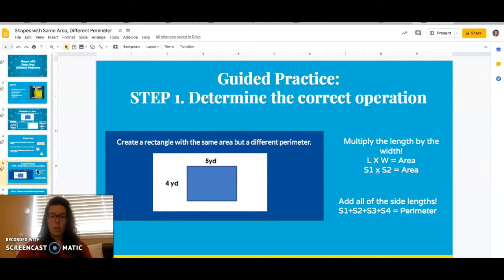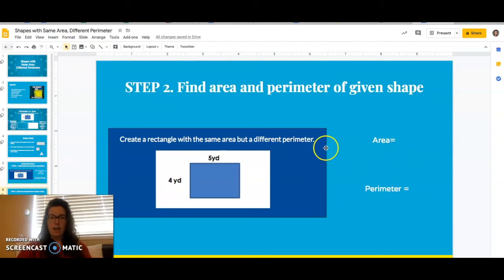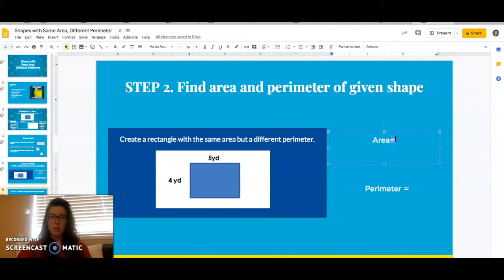All right, now that we know we're using multiplication to find area and addition to find perimeter, let's go ahead and figure out this problem. So step 2, I need to find the area and the perimeter of the given shape. So this is the shape they gave me. I know that again for area, I'm using multiplication. So I'm multiplying length, which is 4 yards, times width, which is 5 yards.